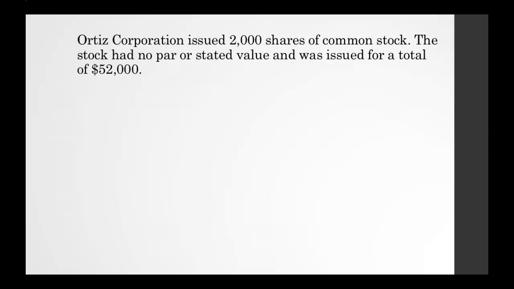Now, Ortiz Corporation issued the 2,000 shares of common stock again, but this time the stock had no par or stated value and was issued for a total of 52,000. So once again, we're receiving cash, and once again, we are issuing common stock. So we'll credit our common stock account. Here we don't have a par value. So when you don't have a par value, we'll just see that our cash and our common stock are the same amount.